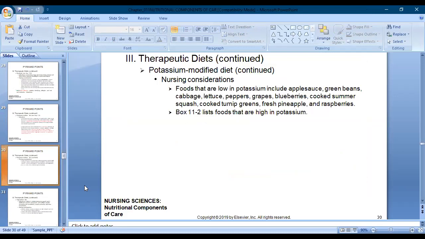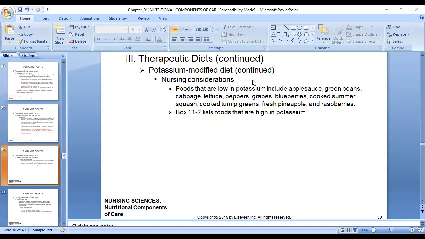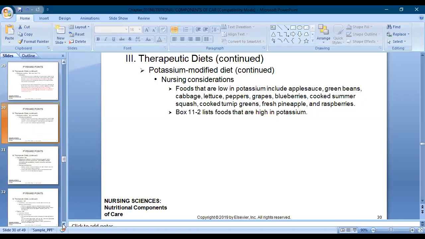The other is nursing consideration about potassium. Foods that are low in potassium, including what are the foods containing low potassium? One is green beans, cabbage, lettuce, peppers, grapes, blueberries, cooked summer squash, right? Or fresh pineapples, raspberries, all kinds of berries, pineapples, peppers, lettuce, cabbage, all contain low potassium. If possible, try to remember, for example, okay?